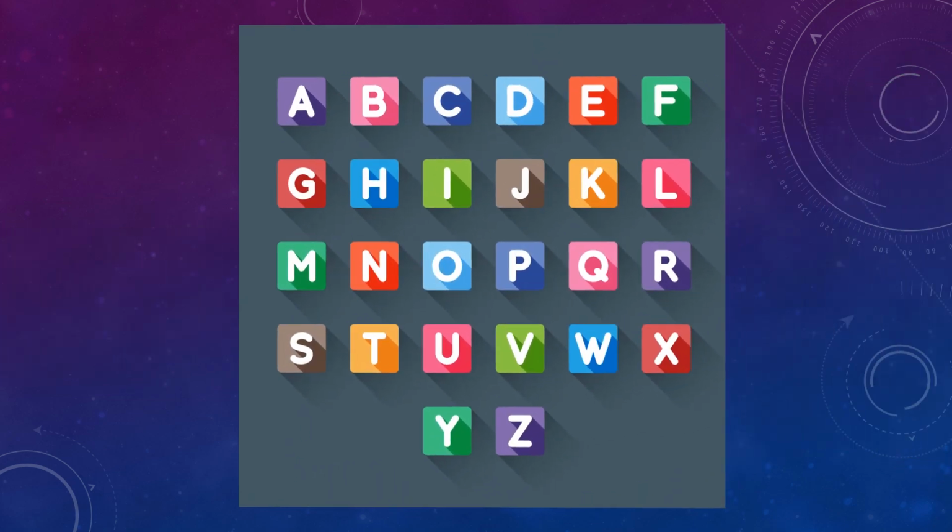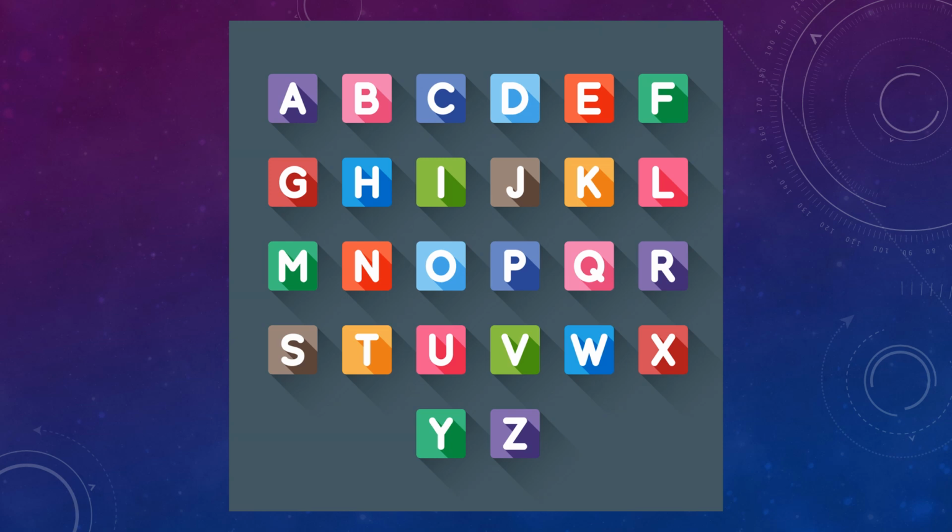Then to go to the normal alphabet as we know it, as we have seen, there is the A sound, then we have the B sound, C, D, E, F, G, H, I, J, K, L, M, N, O, P, Q, R, S, T, U, V, W, X, A, Z.